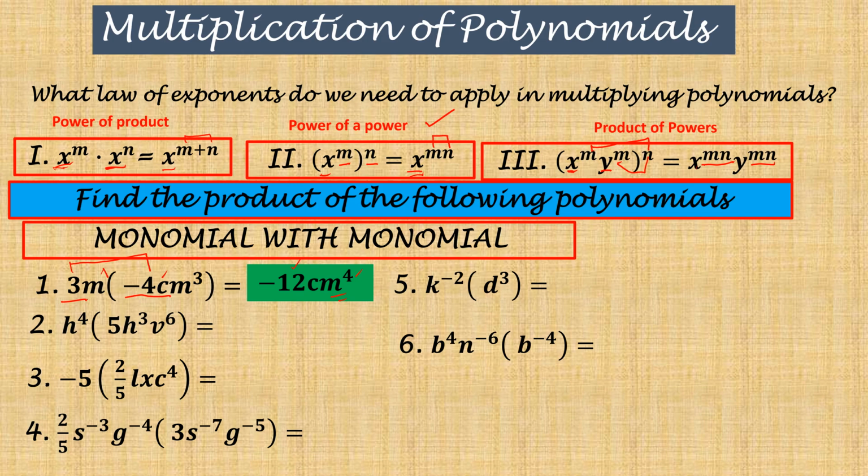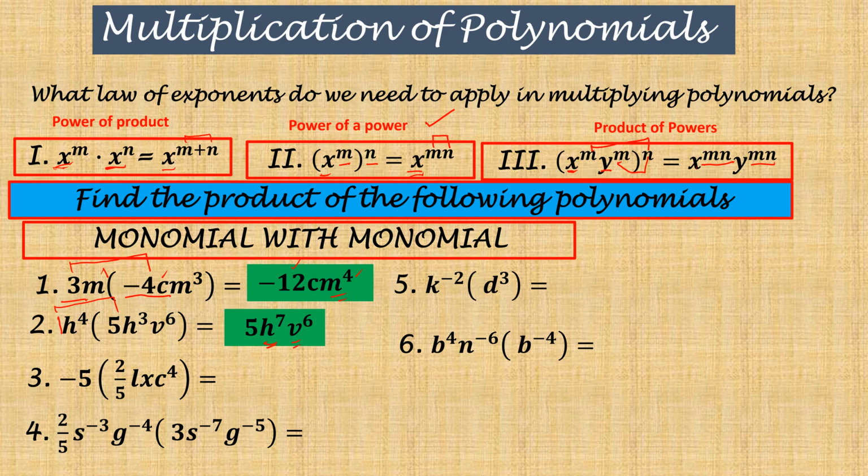What about number 2? Again, although there is no constant before the h to the power of 4, remember that there is an imaginary 1 in there. So multiplying both constants, we have the 5, and since we have h to the 4 and h to the power of 3, we simply add their exponents, h to the 7, then you just copy the v to the 6.